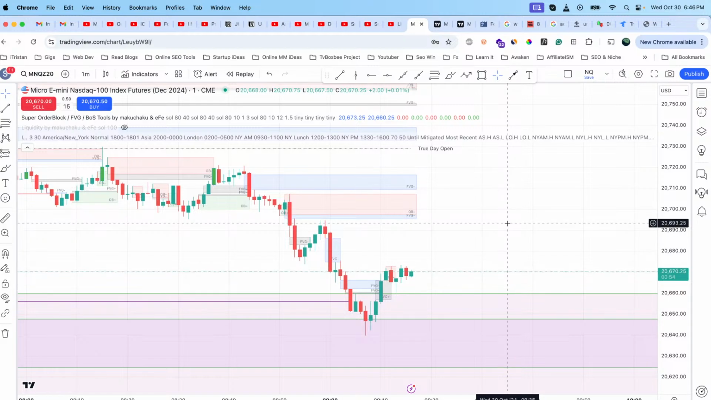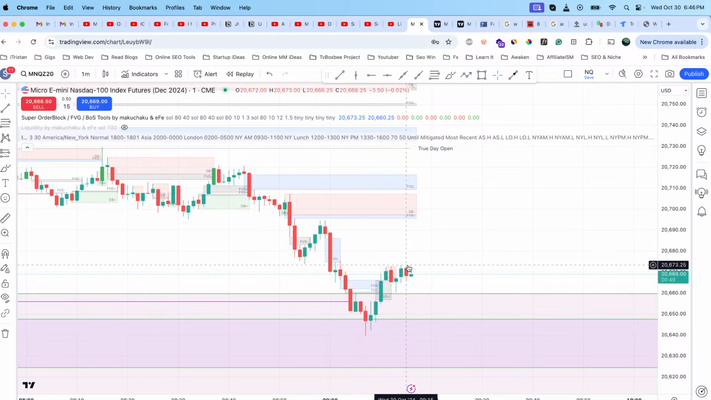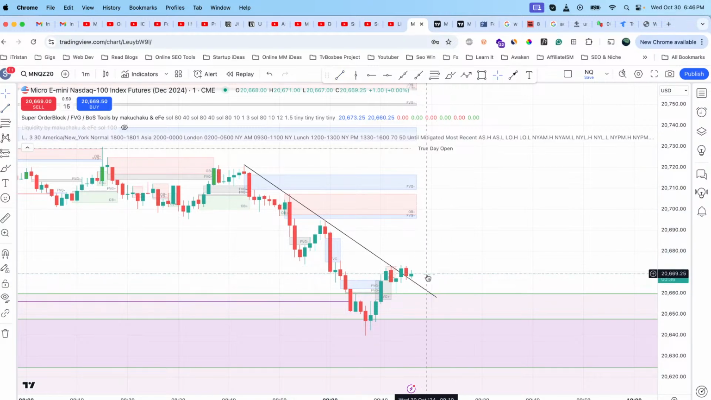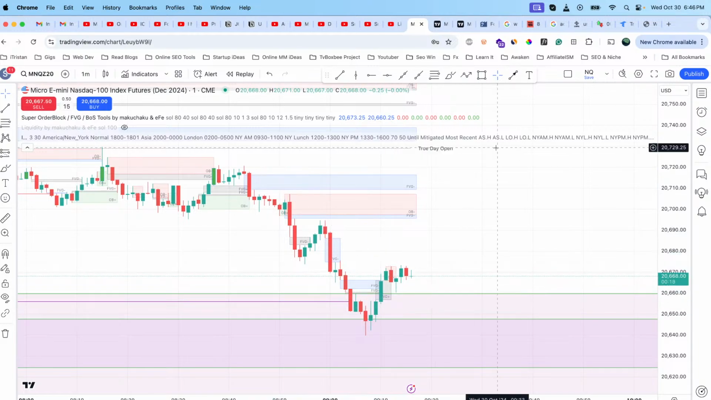I would have liked to get some more out of it, but yeah, and it's already kind of squeezing in, and it might break to the downside or to the upside, probably to the upside. Yeah, it can break to the upside, but yeah, no confirmations on that. It can also break to the downside. I would like it to break to the downside so that we get another chance of entering once we are inside the kill zone, right? Once we are inside the kill zone.